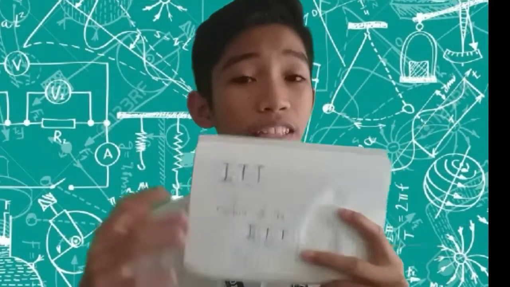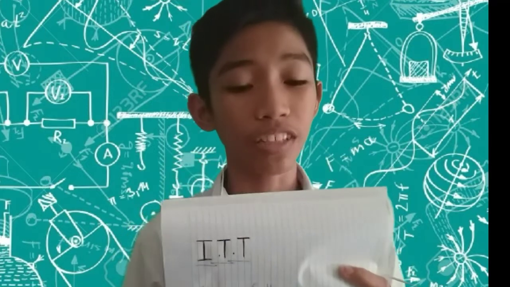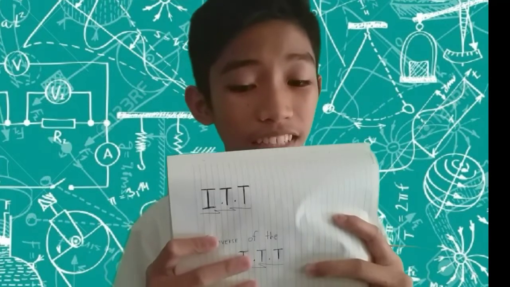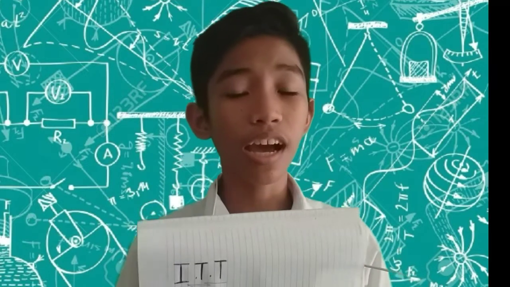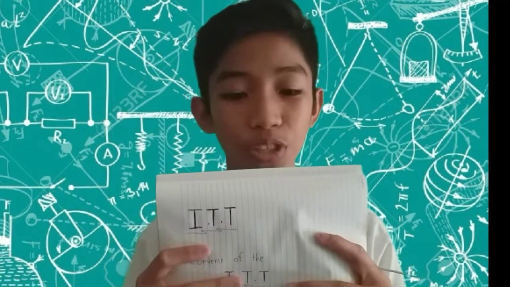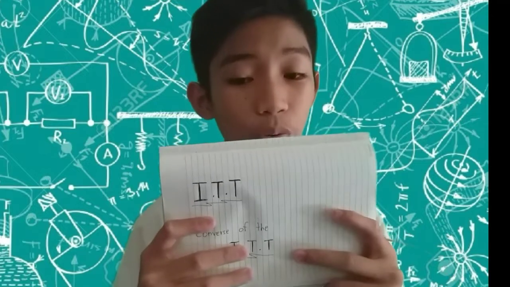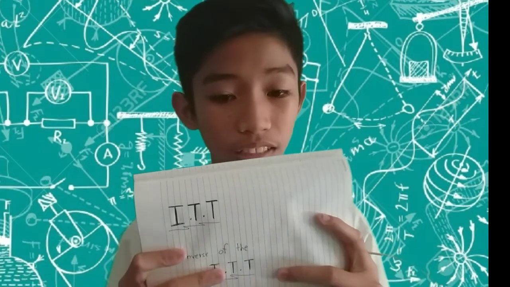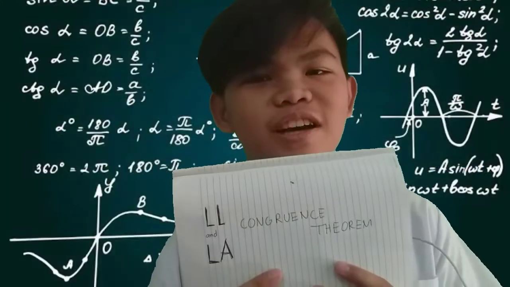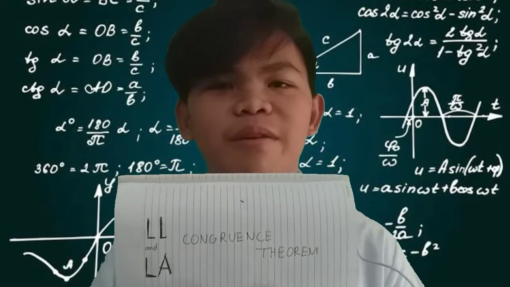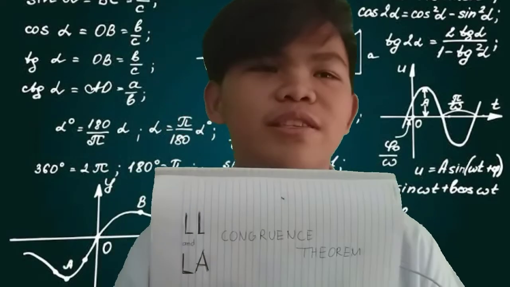Now we are talking about the isosceles triangle theorem. It states that if two sides of a triangle are congruent, then the angles opposite those sides are congruent. We also have the converse of the isosceles triangle theorem. It states that if two angles of a triangle are congruent, then the sides opposite those angles are congruent.